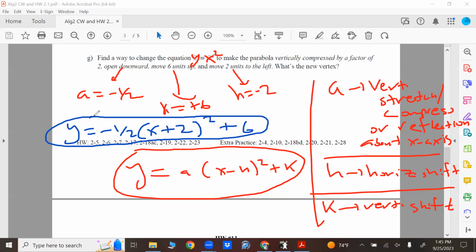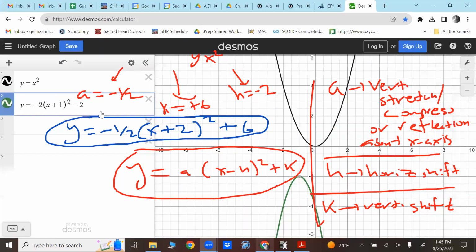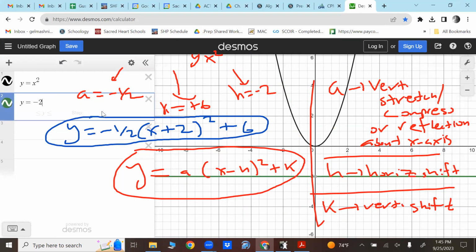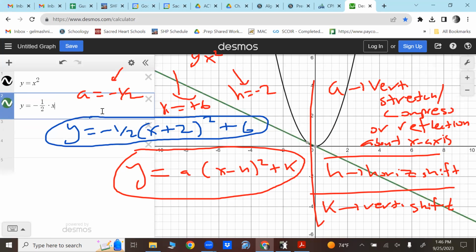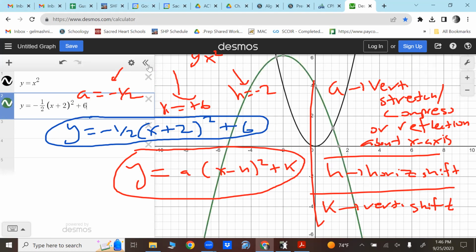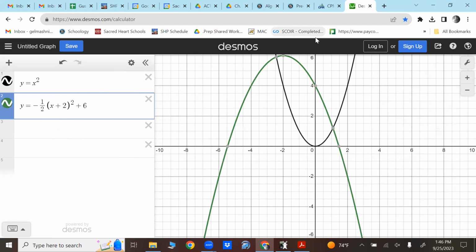That's what's happening. If I go back to Desmos really quickly, just to make sense of all this. So let's make a new equation. -1/2 (x + 2) raised to the second power + 6. Let me clear my screen because it's a little busy here. And there you go. That totally went 2 left. It totally went 6 up. It definitely got wider, and it's pointed down.